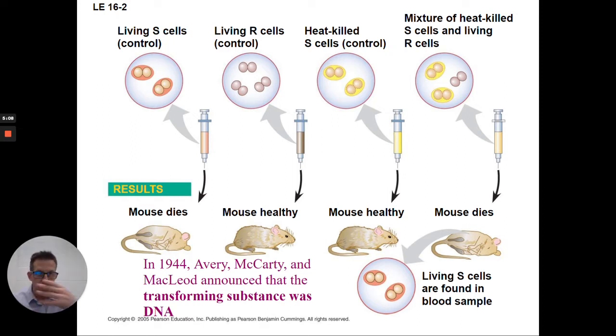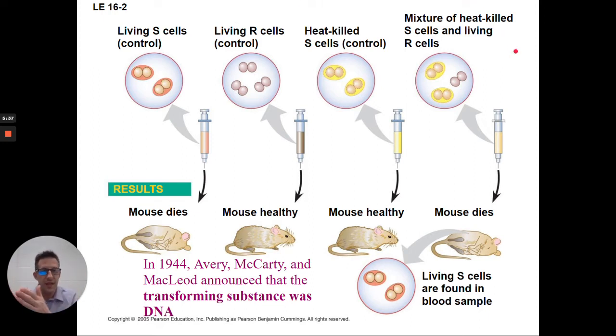For the experimental group, he took a mixture of heat-killed S cells, okay, and those cannot cause sickness because they've been heat-killed. And he took living R cells. These are cells that he saw do not cause disease in the mouse, and the mouse lives, right? So in theory, this is what he's thinking.